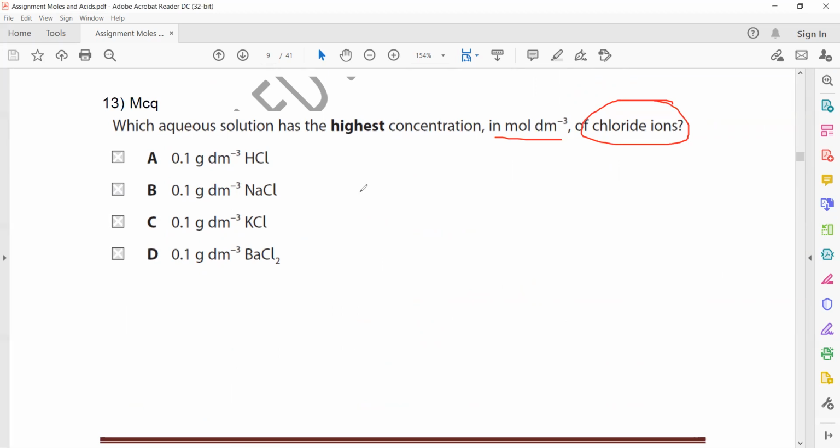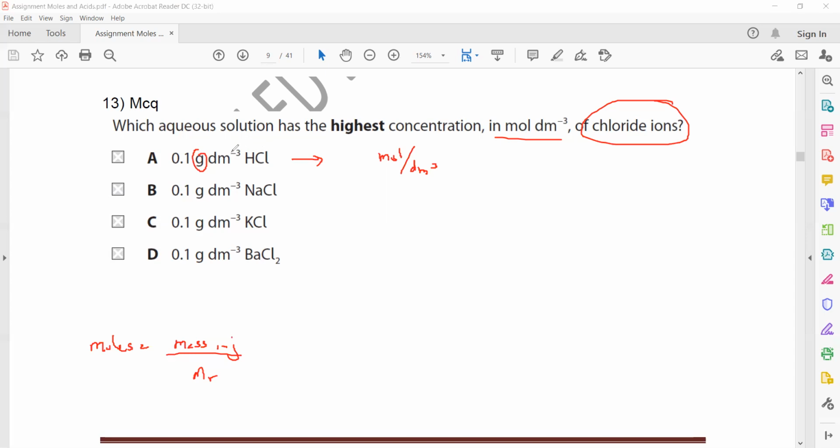we will convert all the concentrations, because the question asks for concentration in mole per dm³, so the concentration in gram per dm³, we have to convert all into mole per dm³. So basically we have to convert this gram into mole, and how can we convert gram into mole? We have the formula: moles equal mass in gram divided by molar mass.